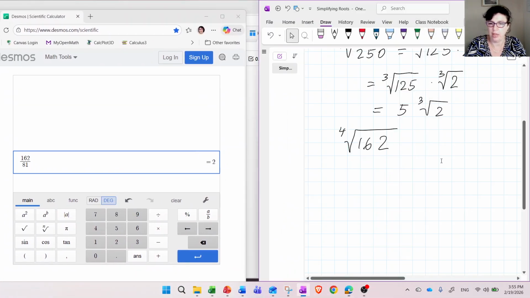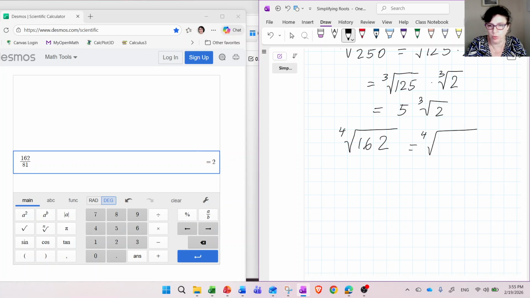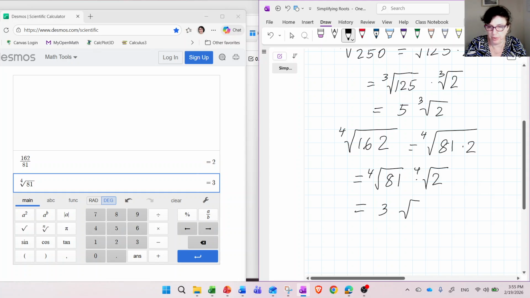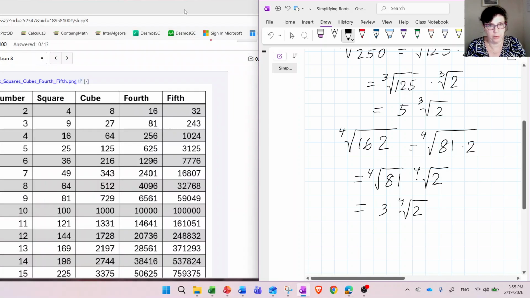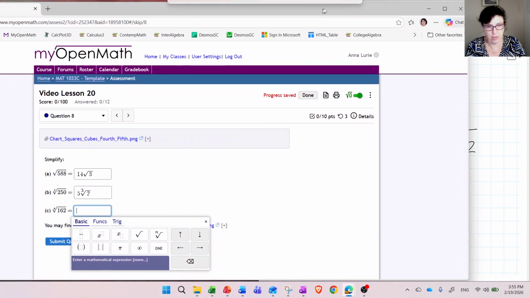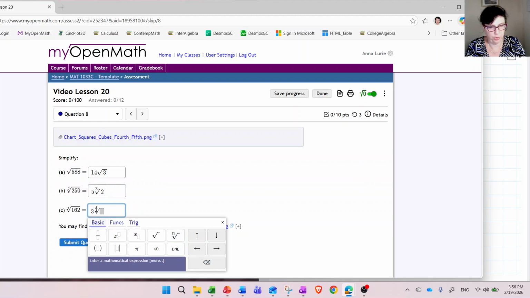When you divide by 81, you already get the answer. That's 2. You were able to write down your 162 as 81 multiplied by 2. Now, you can split it apart into the fourth root of 81 and the fourth root of 2. Now, what is the fourth root of 81? Again, you can just use the calculator right here. The fourth root of 81, that's 3. And then you've got 3 fourth root of 2. So let's enter the final answer: 3, then the fourth root of 2.